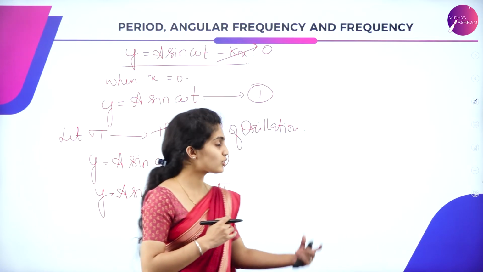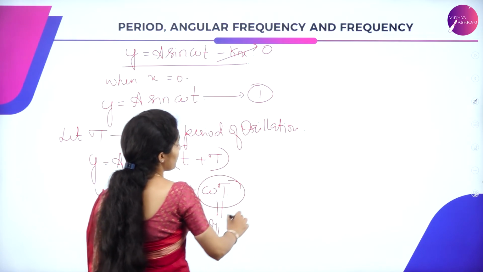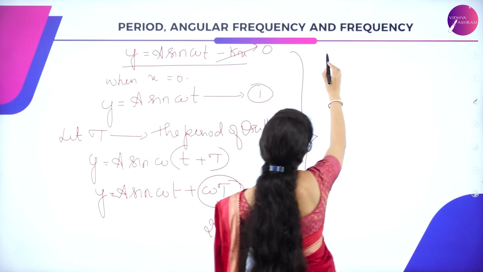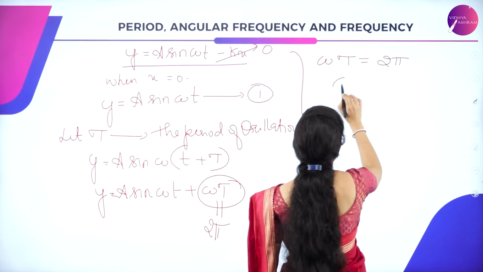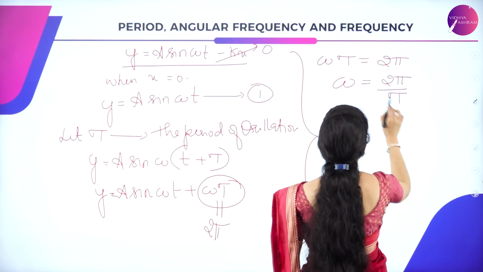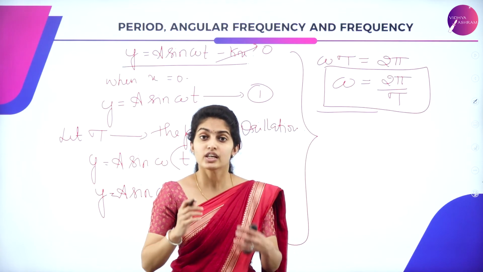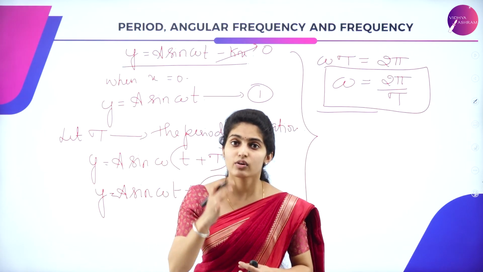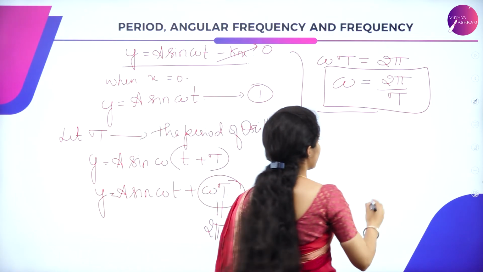So when that is the case, you can give omega T as equal to 2 pi, as in the previous one. So omega T is equal to 2 pi. So omega, the angular frequency, becomes 2 pi by T. This gives the relation between angular frequency and time period. You know that the frequency is always the reciprocal of the time period.